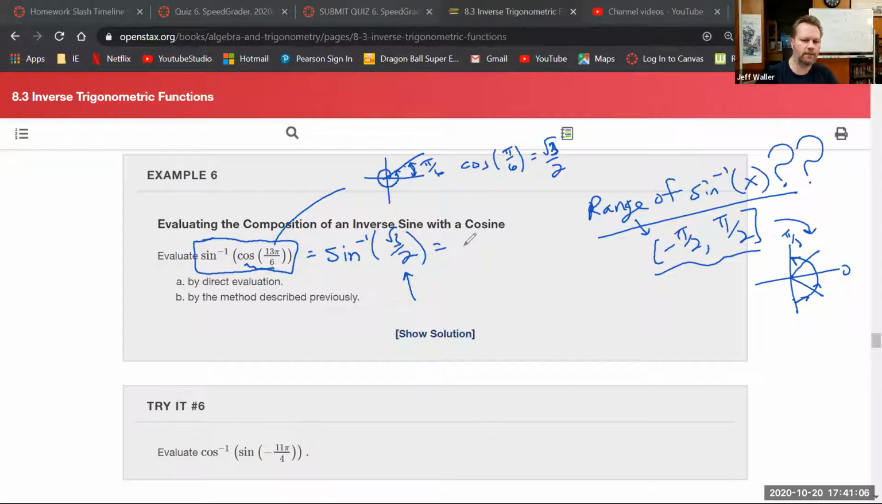So what is that going to be? I know it's going to be in quadrant 1 because the input's positive. So what angle in quadrant 1 gives me a root 3 over 2 sine? Is it closer to the y-axis or closer to the x-axis? It's pi over 3. It's closer to the y-axis. Yes. Is everybody with me on this?